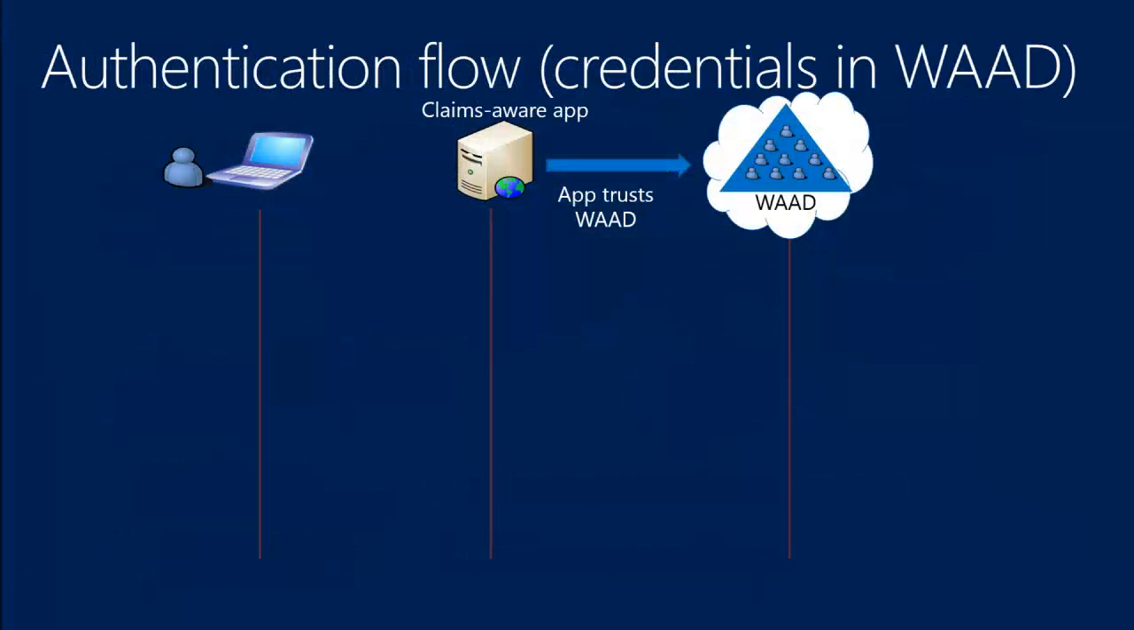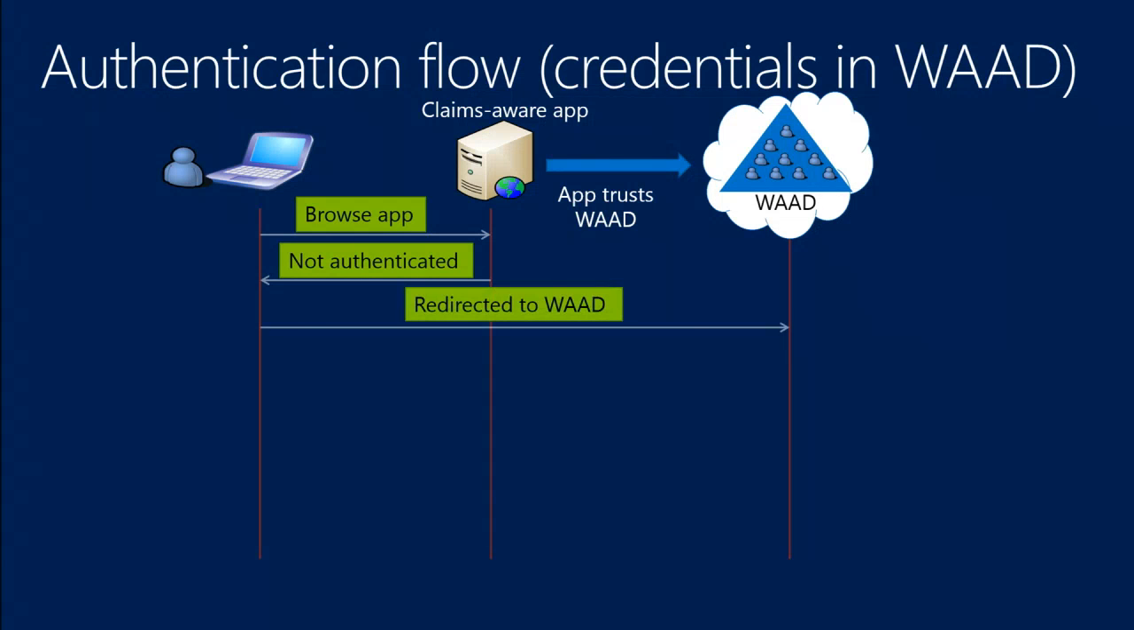So if we just quickly look at the authentication flow, we've got a user over on the left-hand side who hits a claims-aware application. It's browser-based. We can also do web services-based as well. We hit the application. It says you're not authenticated. It's browser-based, so it's all done through redirects, HTTPS puts, gets, and so on. It then redirects us up to the Windows Azure Active Directory. At that point, we can authenticate.